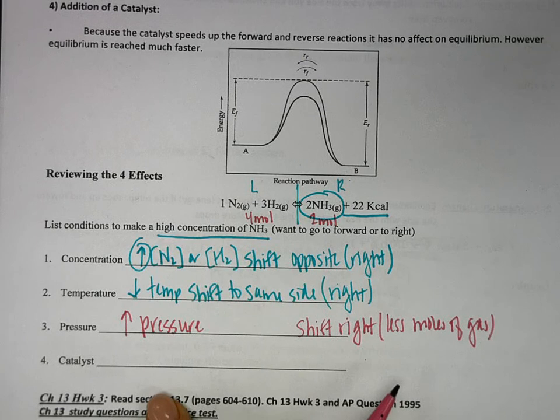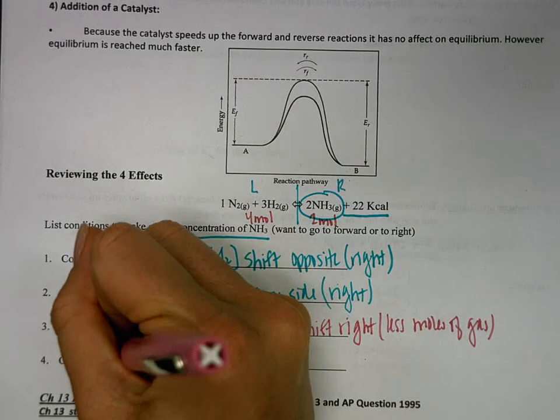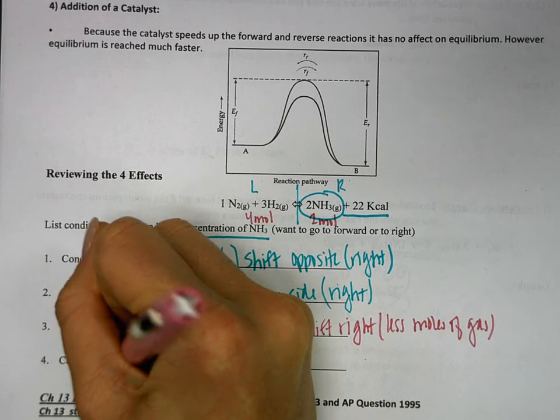And then our last factor is catalyst. A catalyst will not cause any shift, right? It only makes the reaction go faster.